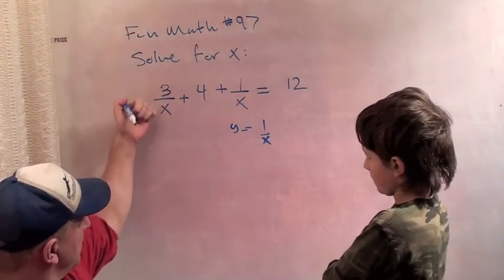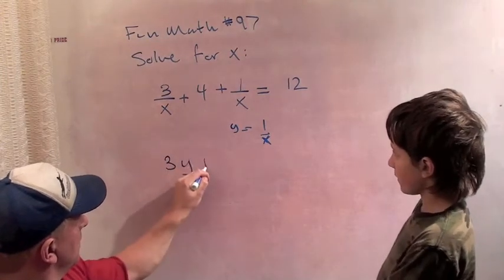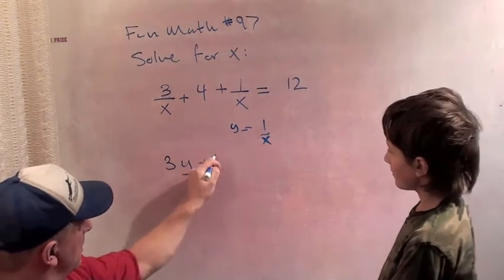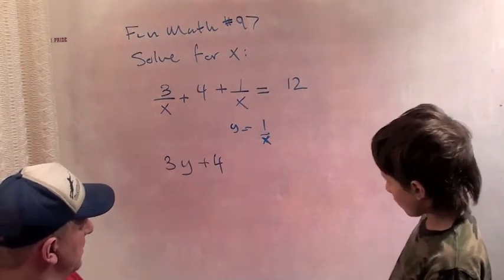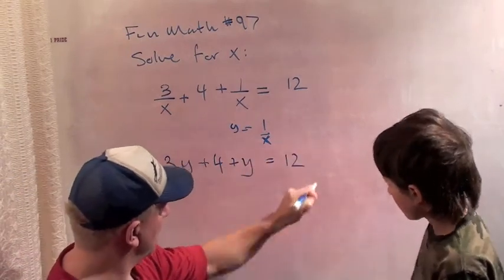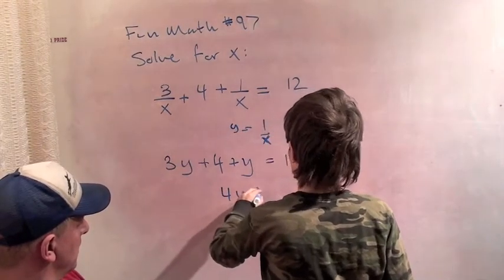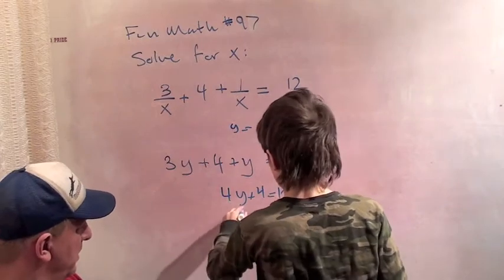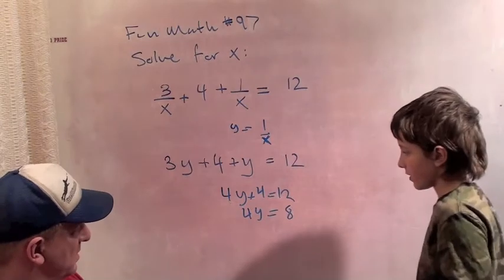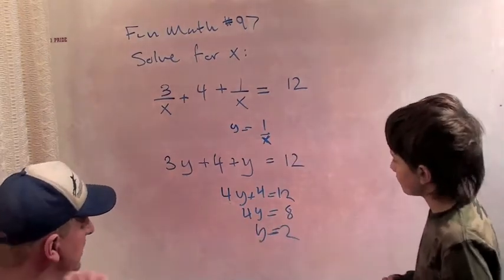And what does 3 over x become if y is 1 over x? 3y. Plus 4. What does 4 become if y equals 1 over x? Stays 4. And what does 1 over x equal? y. Plus y equals 12. So this is 4y plus 4 equals 12. Right. 4y equals 8 by subtracting 4 from both sides. So y equals 2.